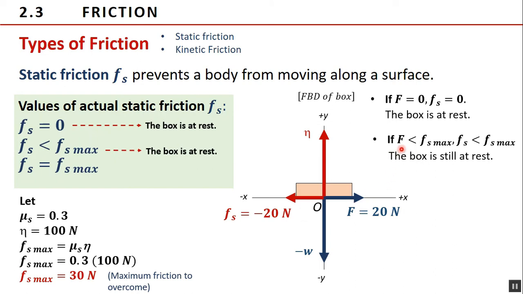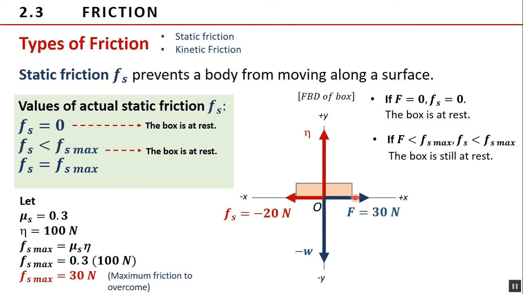At this point, the box still remains at rest since we still did not overcome the maximum static friction of 30 newtons. So if F parallel is less than Fs max, the actual static friction Fs is also less than the maximum static friction. In this case, the box is still at rest.